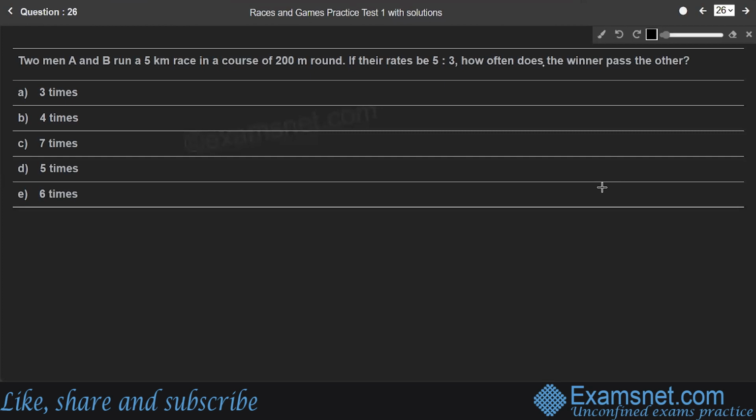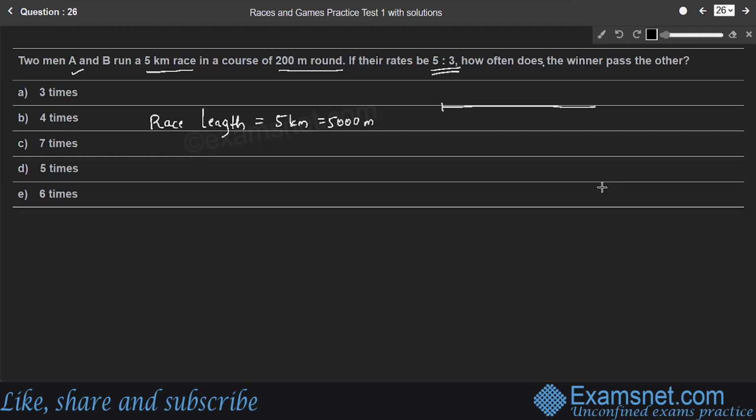Question number 26. Two men A and B run a 5-kilometer race in a course of 200-meter round. If their rates are 5:3, how often does the winner pass the other? So here, a 5-kilometer race means the total distance to be covered is 5000 meters. Race length is equal to 5 kilometer, which is nothing but 5000 meter.